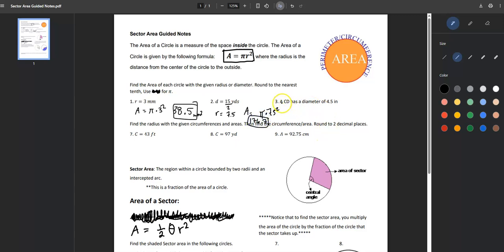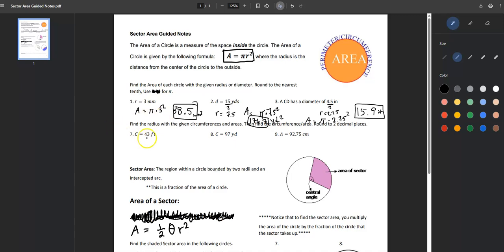Okay. This next one, I've got a CD, has a diameter of 4.5. So, again, it's giving me a diameter, so I need to cut this in half. That means the radius is going to be equal to 2.25. So to find the area, it should just be pi times 2.25 squared. Pi times 2.25 squared. And that gives me 15.9 is what I get for that. And this is going to be inches squared for that one. Just like this one's going to be yards squared.